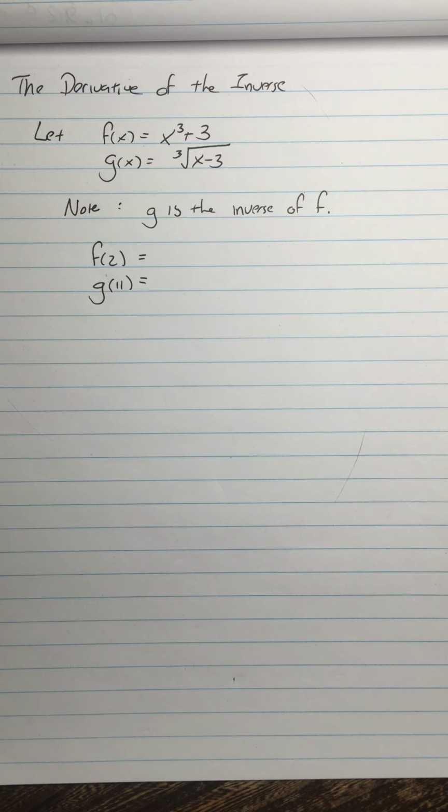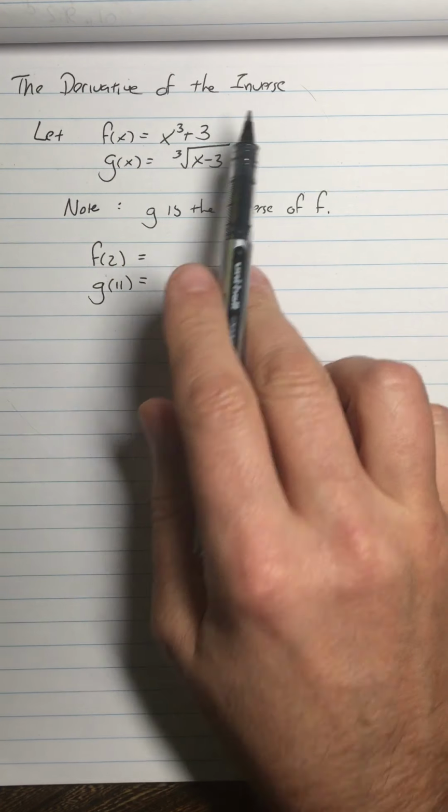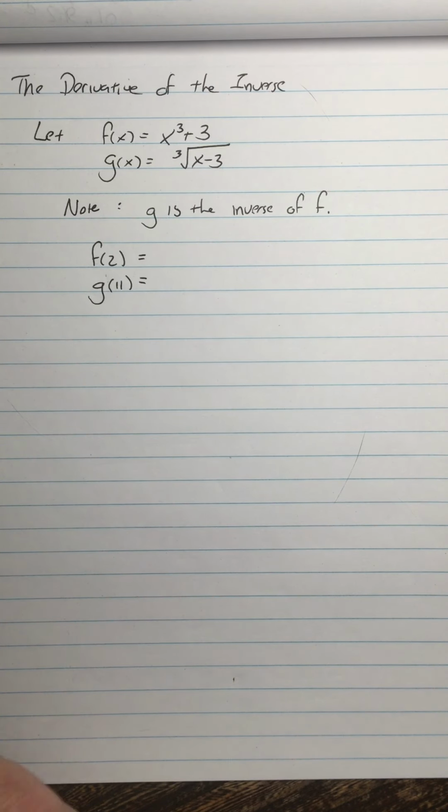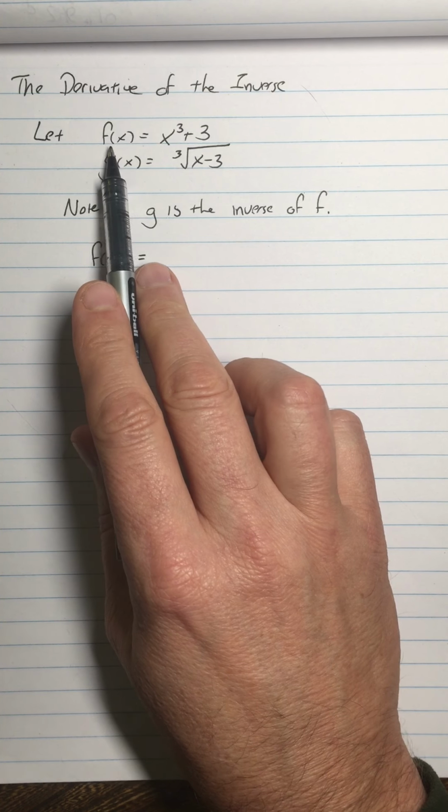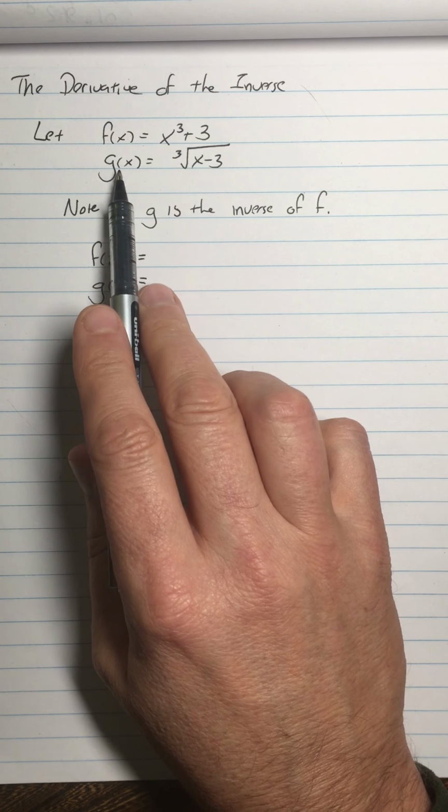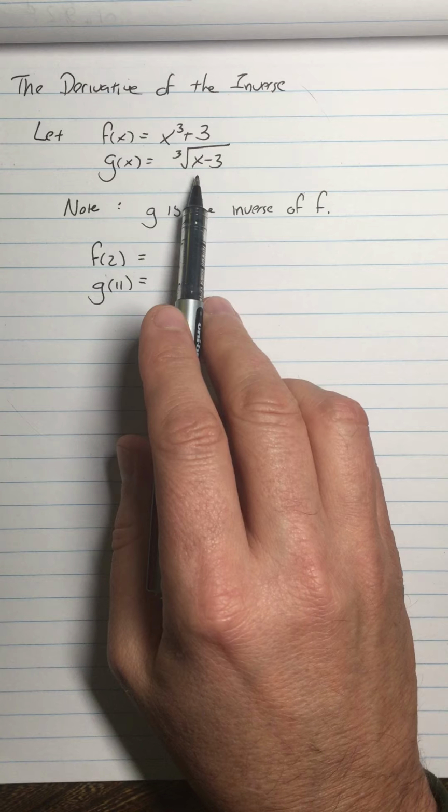So here is the other odd or end out of this odds and ends of chapter 4 bit, which is the derivative of the inverse function. So we're going to start by looking at an example. Here's a function f of x, which is x cubed plus 3, and g of x, which is cube root of x minus 3.